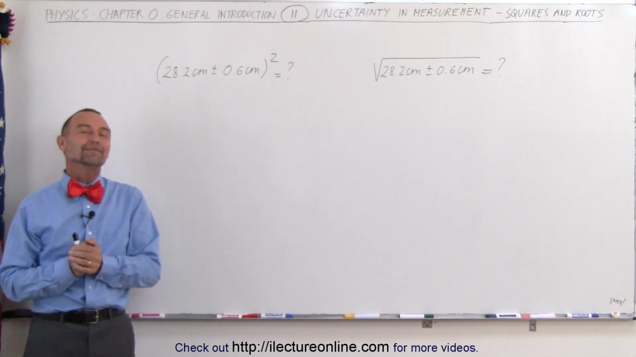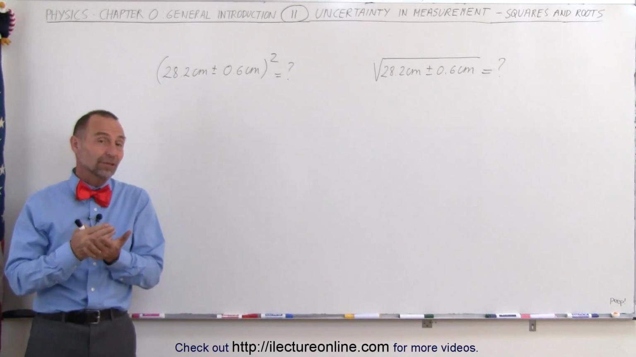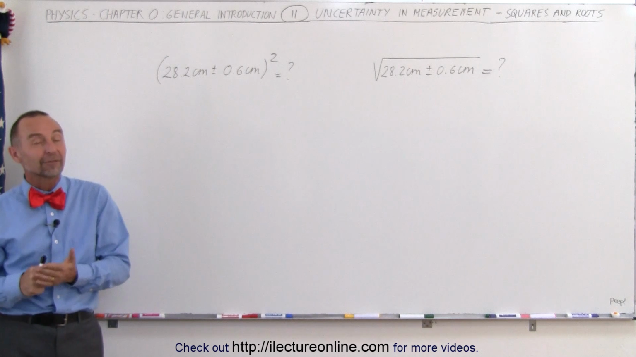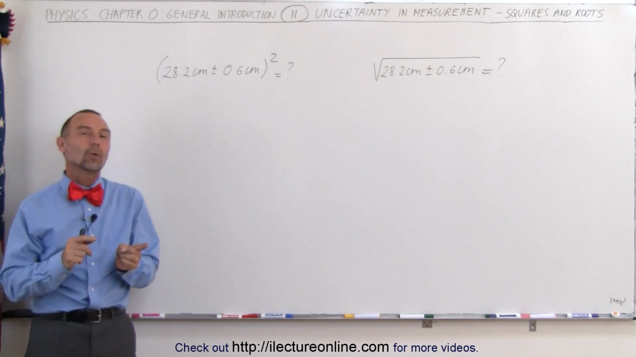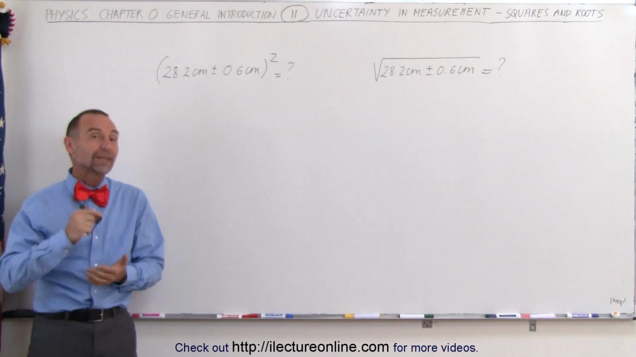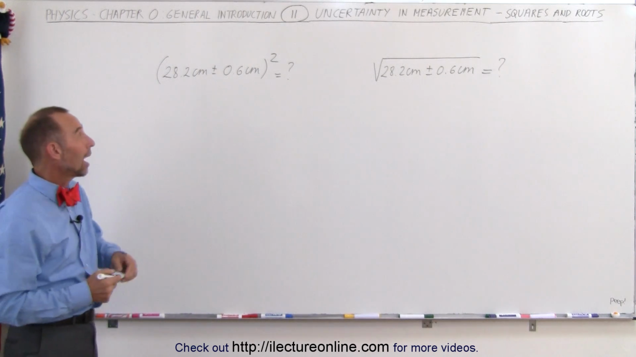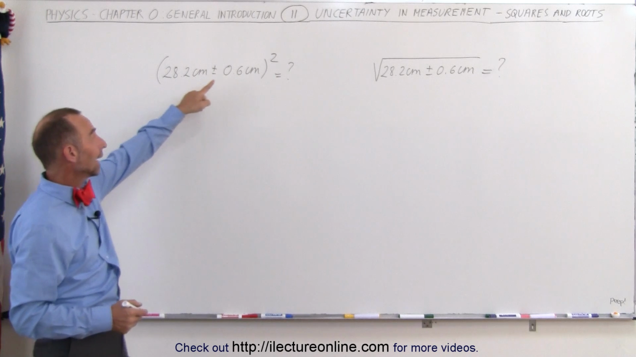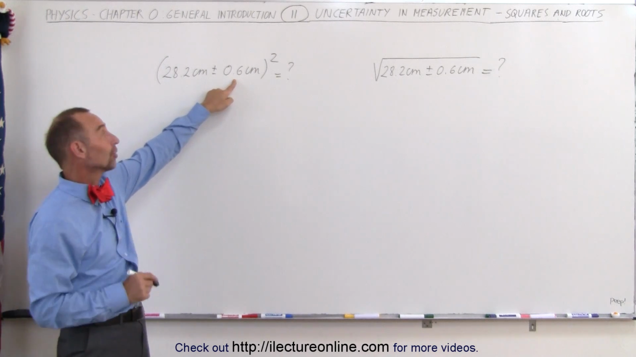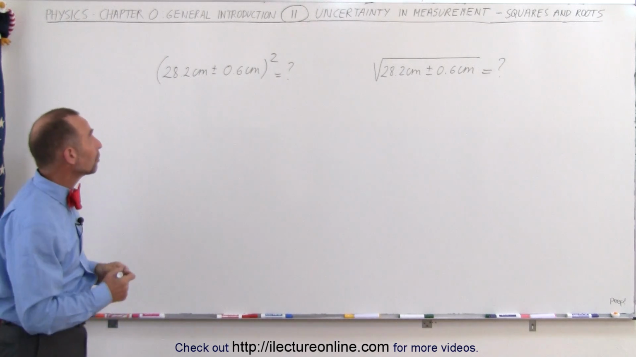Welcome to Lecture Online. Now that we know how to deal with uncertainties when we add, subtract, multiply, and divide, how do we deal with them when we square a number or when we take the square root of a number? Well, here are the two examples we're going to work with. How do we get the answer when we have a number that has an uncertainty like 0.6 relative to 28.2 centimeters?